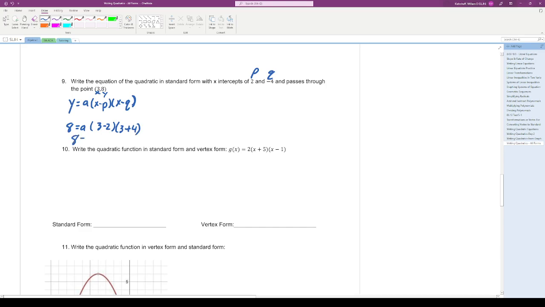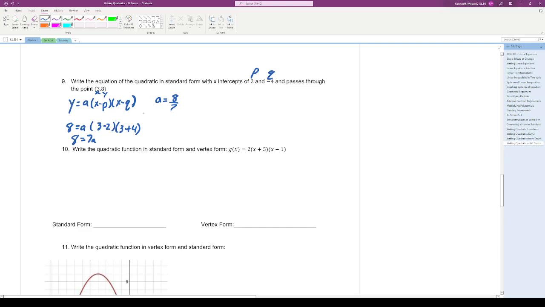So 8 equals, this is 1 and 7. Really? Those are weird numbers. So it looks like we have 7 times 1, so 7a. So that means we're going to divide both sides by 7 and get a equals 8/7. It looks really weird, but seems right.